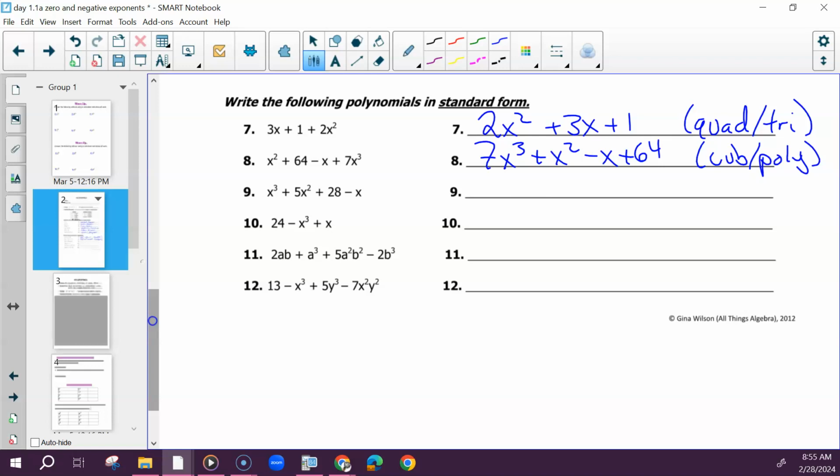10, what would be first? Negative x. Yes. And then plus x. So notice that normally the x squared would come first, but we don't have that, so don't add anything that isn't there. And then our plus 24. Degree and number of terms? Cubic trinomial.